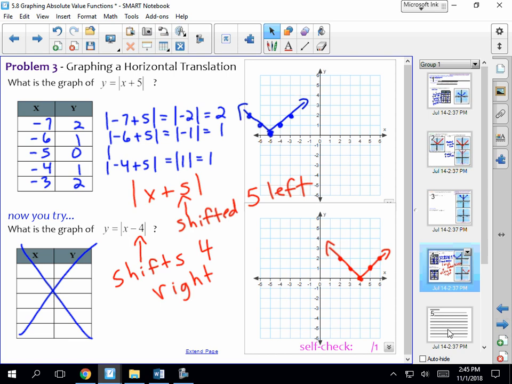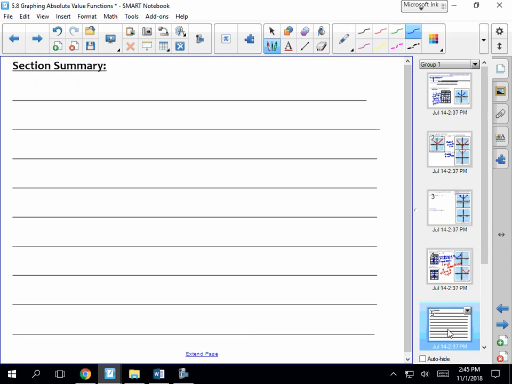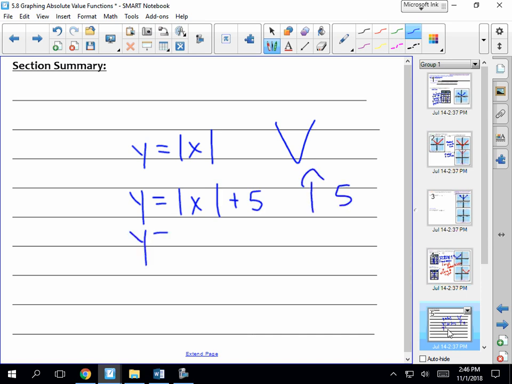So we'll just say y equals absolute value of x looks like this. If I have y equals absolute value of x plus 5, it goes up 5. If I have y equals absolute value of x plus 5 inside, what does it do? Not right, it goes to the left. Left 5, yeah.